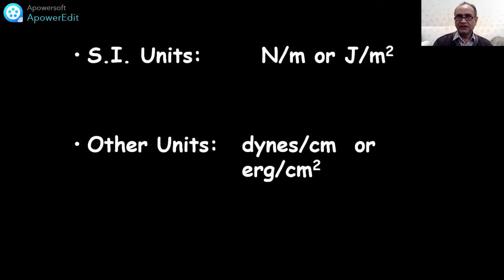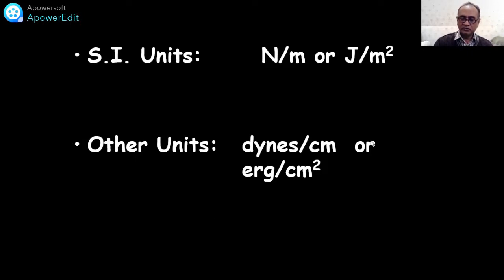If you think logically, then it will be easier for you to understand and memorize their units. Force per unit length, Newton per meter. Or if you are taking the CGS system, then dynes per centimeter. What is the unit of energy? Joules. What is the definition? Energy per unit area. Joule per meter square or erg per centimeter square.